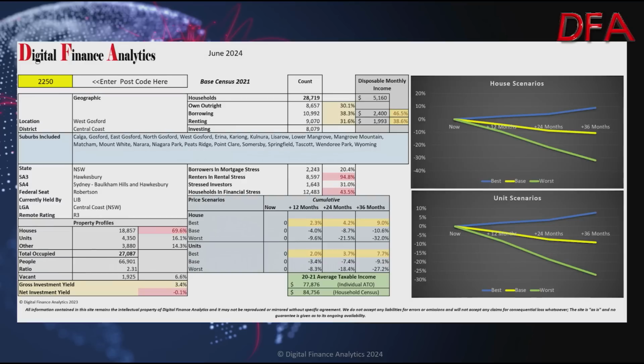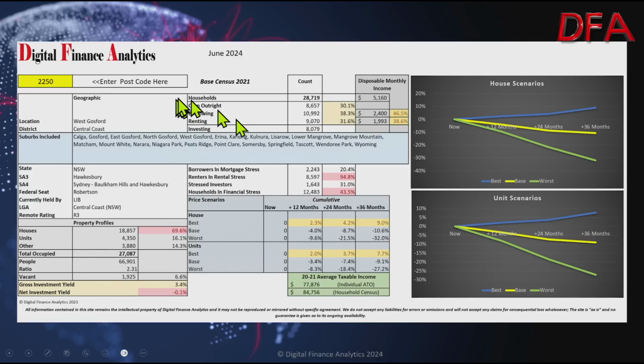Yep, here we go. So Gosford, which includes West Gosford, North Gosford, East Gosford, and a few other areas as well. We do it at a postcode level, of course. And I'll walk you through the specifics here in terms of the information. As always, we start with the count of households in the postcode. That's based off the census and adjusted as necessary if migration is strong. We then split it out between those who are owning outright, those who are borrowing, and those who are renting. So you can see here that the mortgage belt, 38% is pretty high, 31% are renting, and 30% are owning outright.